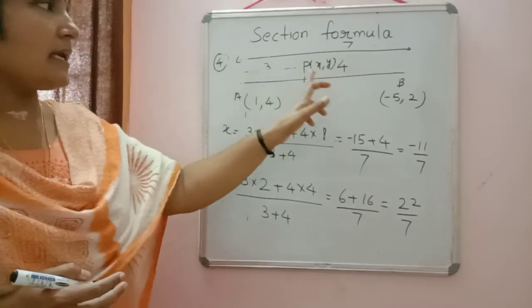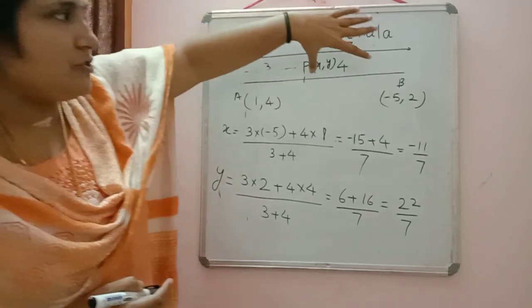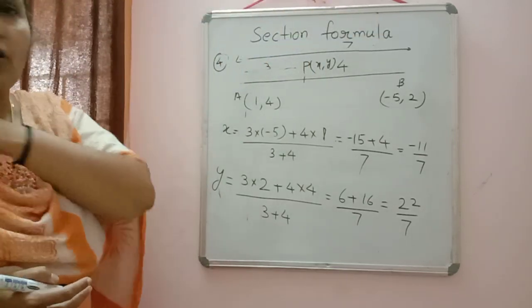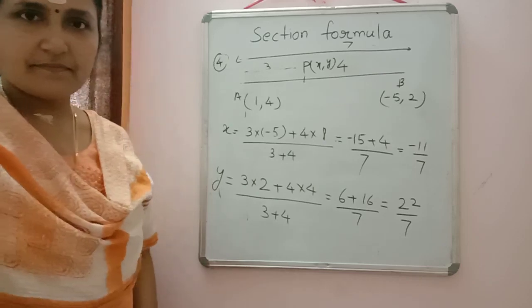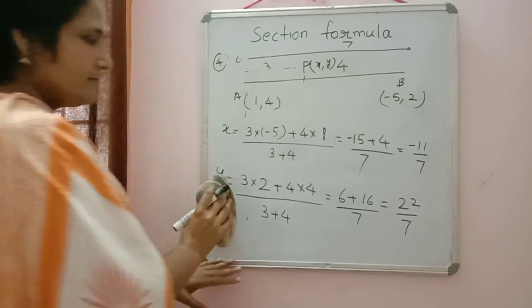Always to do the question related to ratio, we should know these two ratios, AP is to PB. Hope the method is clear to you. Okay. Now we will move to the next question.